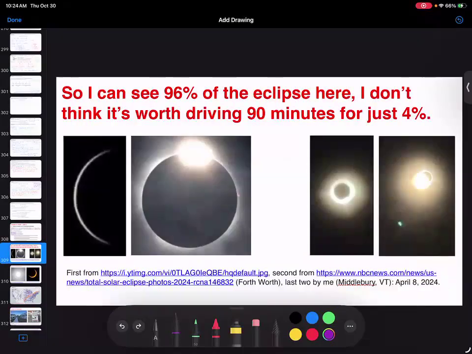So out of curiosity, how many of you saw the great totality from a few years ago, from April 8th, 2024? Yeah, I saw it.